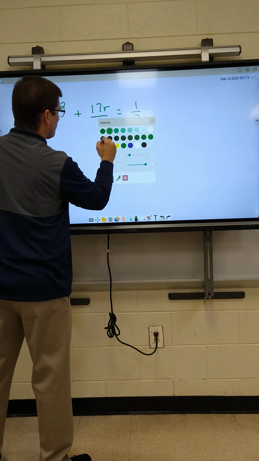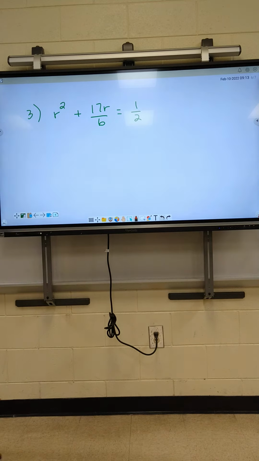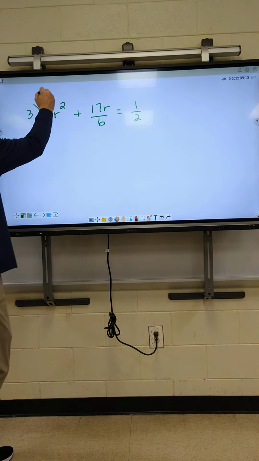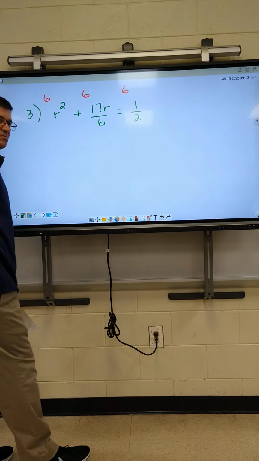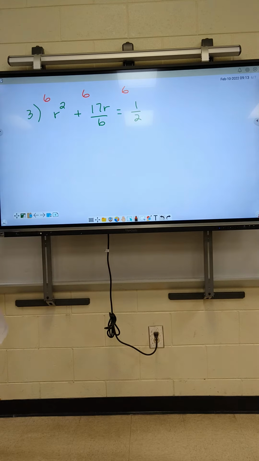All right, on number 3, what's gonna be the common denominator? Yeah, I can just put a 6 above every fraction. Hey, why don't I have to put 6 and 2? Because 2 divides into 6, so you don't have to do that. All right, you guys do your crossing out steps, see if y'all can work it all the way through.